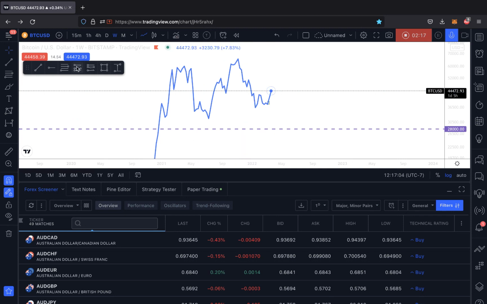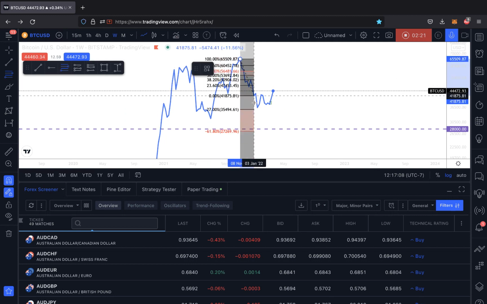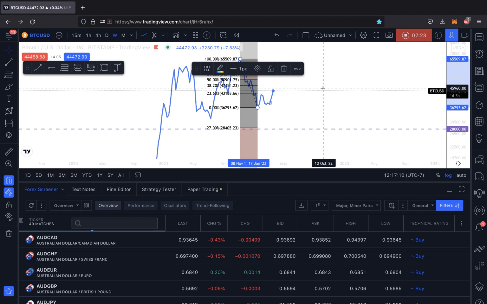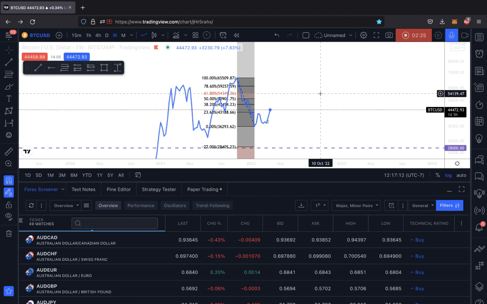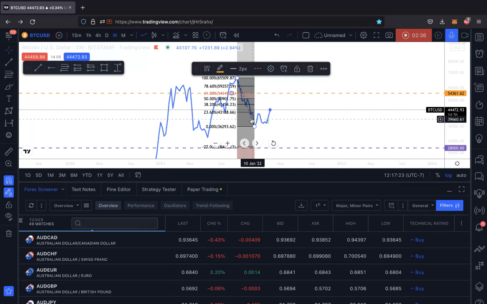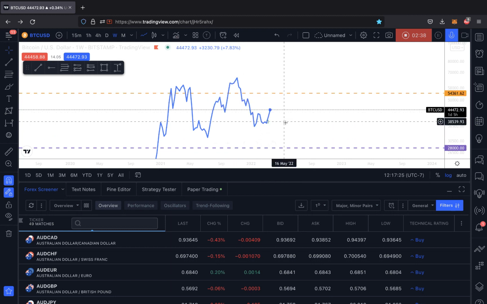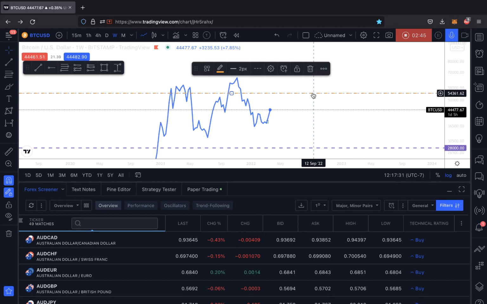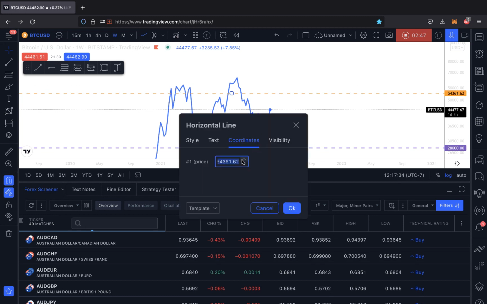So I'll pick up my Fibonacci tool and put it from the high to the low of the move, and then I'll identify the 61.8 golden ratio level, and I'll use an orange line over here to know that it's our weekly target. And we can see that the market is moving towards that level. I'll round that off to 55,000.